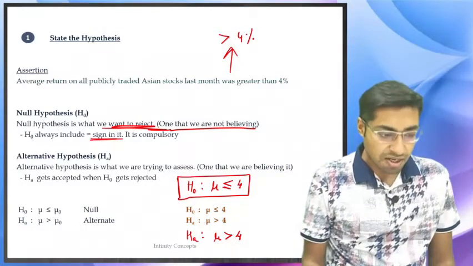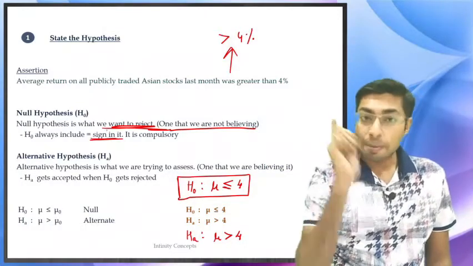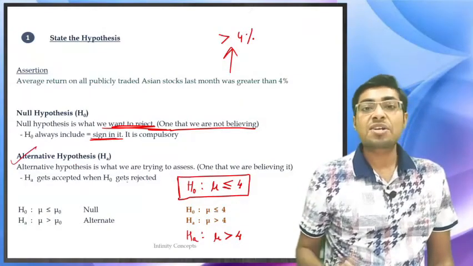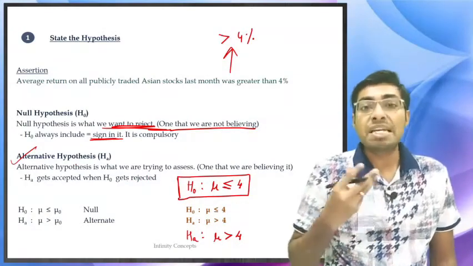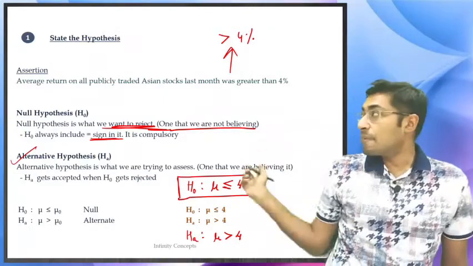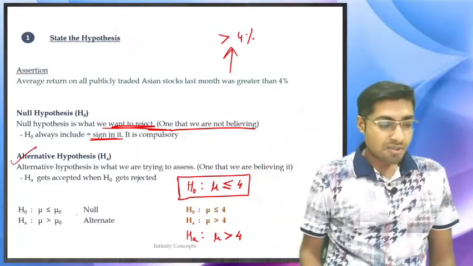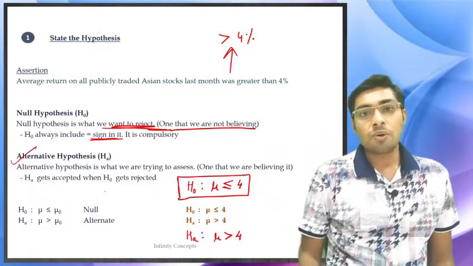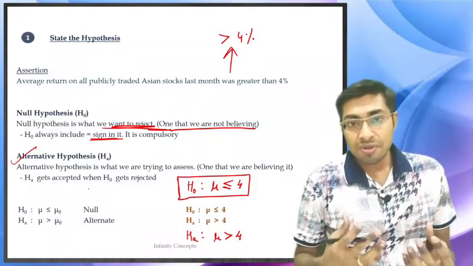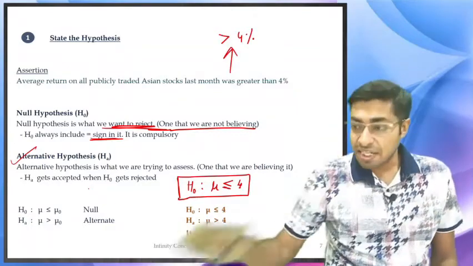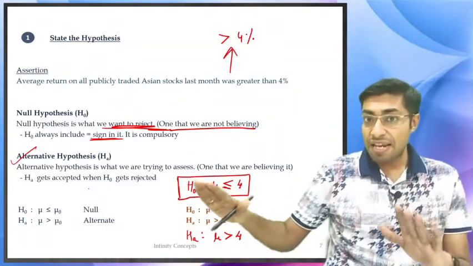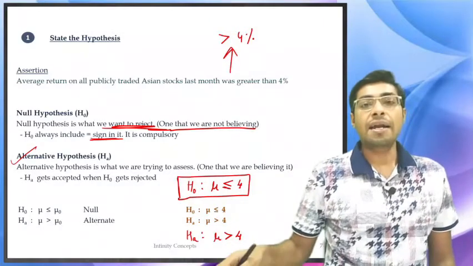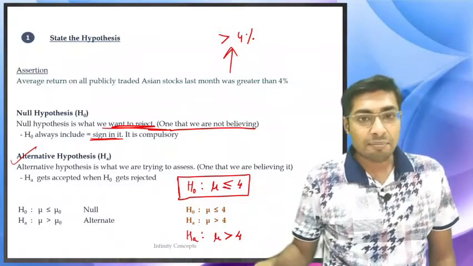Always include some kind of is-equal-to sign in it. It is compulsory. And the alternative hypothesis is what we are trying to assess. That is the one that we are believing in, one which represents your statement. So HA gets accepted when H0 gets rejected. So what is it that we are going to say? We are going to say reject the null hypothesis, wherein we will be very happy. Reject the null hypothesis, and do not reject the null hypothesis.